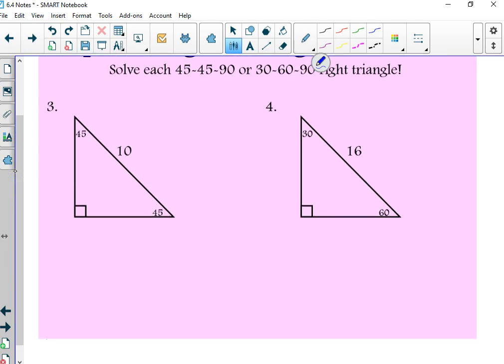Okay, again, we have 45, 45, 90, so they're the same. What's the relationship between these two? Radical 2. Now, we're going from the hypotenuse, the biggest side, to the leg, which means we're actually going to divide by radical 2. So we got to come off to the side here because remember, we cannot have a radical on the bottom. Therefore, we need to multiply by radical 2 over radical 2 to rationalize it.